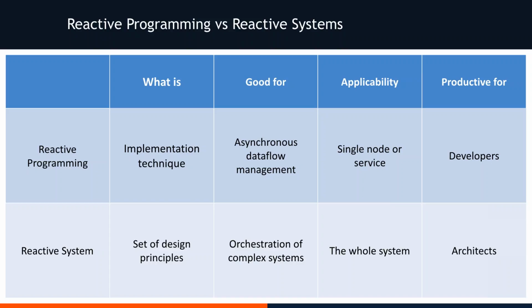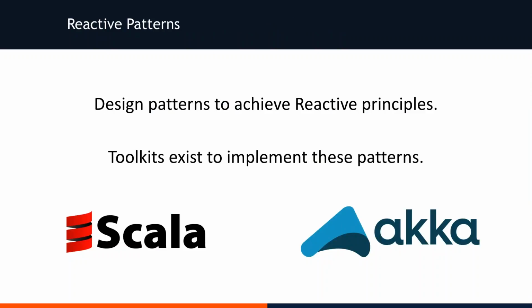Now, in order to explain a little bit better these reactive system principles, we are going to do a little overview of a couple of simple reactive patterns. These so-called reactive patterns are design patterns to achieve those reactive principles that we've just seen. And toolkits exist to implement these patterns. In the examples that follow, we'll use Scala, the programming language, coupled with Akka, which is a toolkit that offers many implementations ready for you to use in order to achieve these reactive principles.